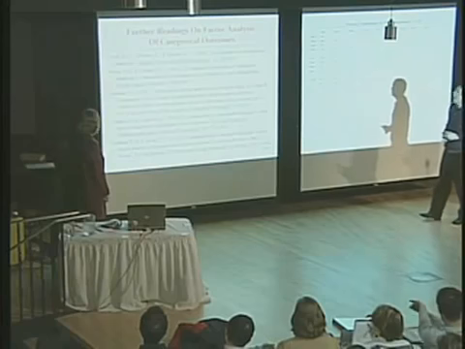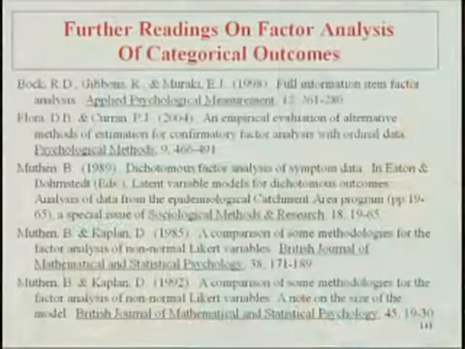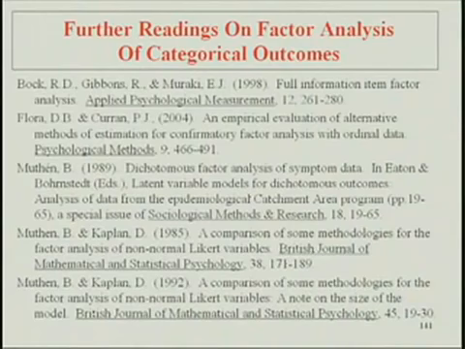Here's a classic paper, Full Information Item Factor Analysis by Bock and others. Actually, this one is an article on full information maximum likelihood. There's also an article by Bob Gibbons and others that compares ML and weighted least squares and finds that they're very similar. So you don't lose that much information by using the limited information weighted least squares estimator. I think you have that reference at the end of your handout.